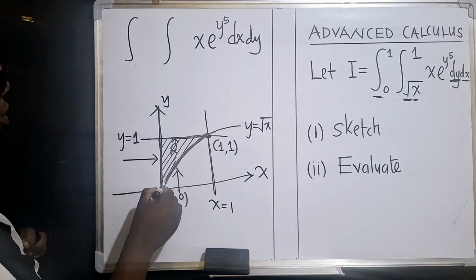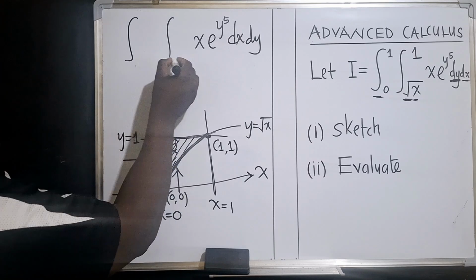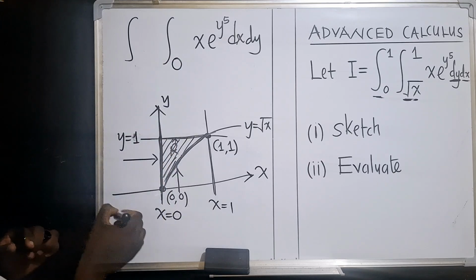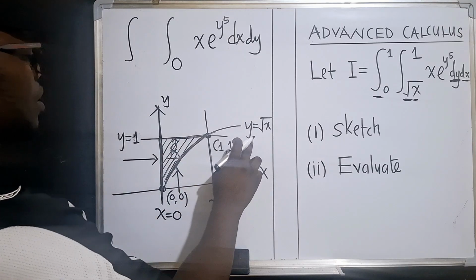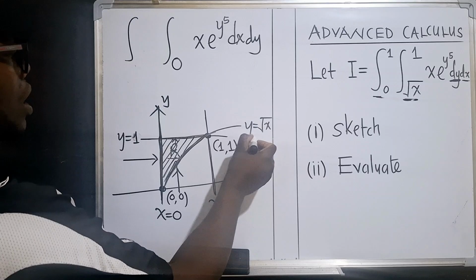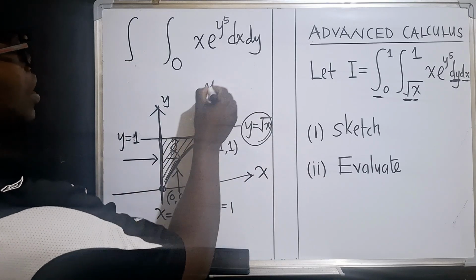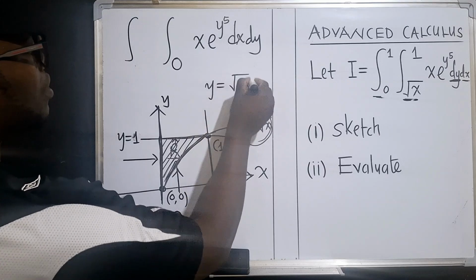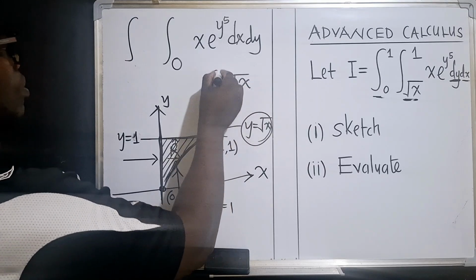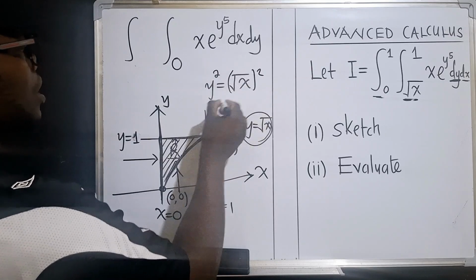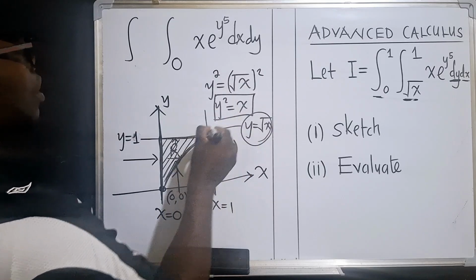So what curve, or what equation are we meeting first? We're meeting x is equal to 0, meaning here it's x is equal to 0. And lastly, we are meeting x is equal to y squared. If we want to make x subject of the formula, since we've got y is equal to square root of x, we put power 2 both sides. So y power 2 is equal to x. This is what we have.